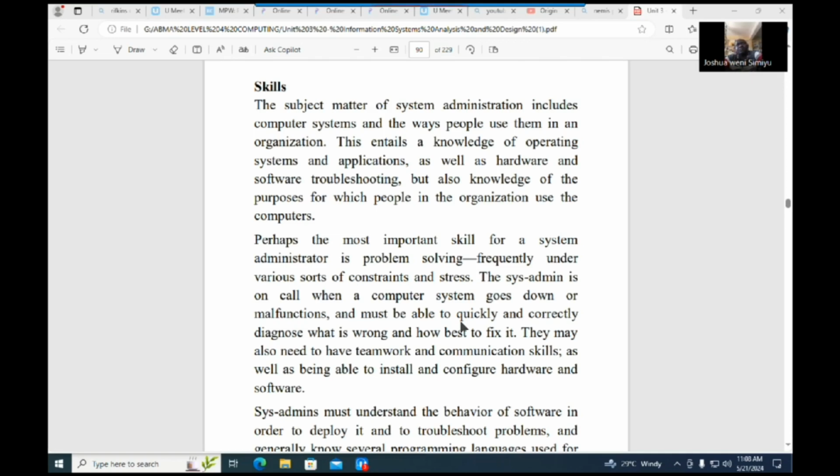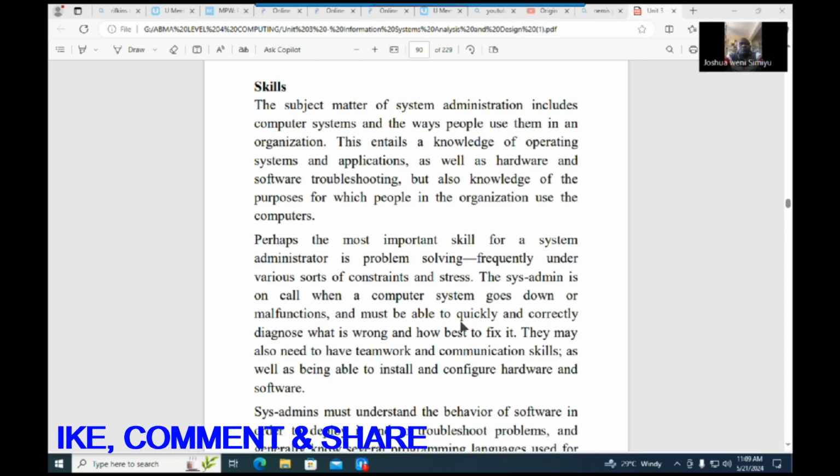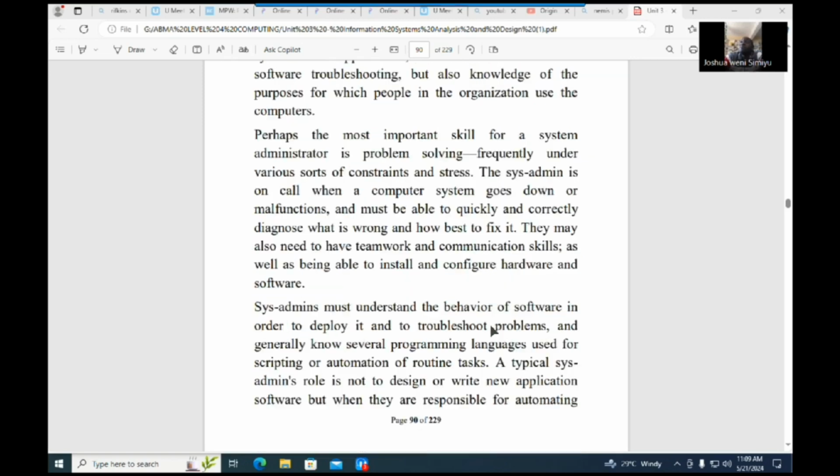This basically means you need to have knowledge in operating systems, applications, hardware, and troubleshooting software. But on top of this, you need to know the purpose for which the people in that organization use the computers. What are they using those computers for?